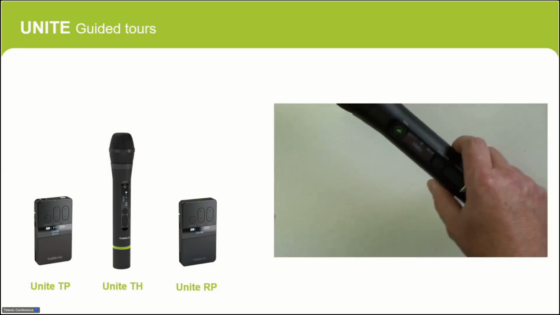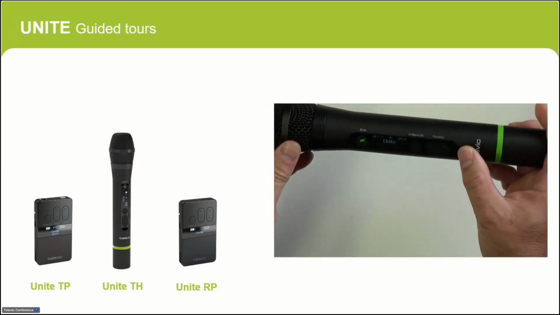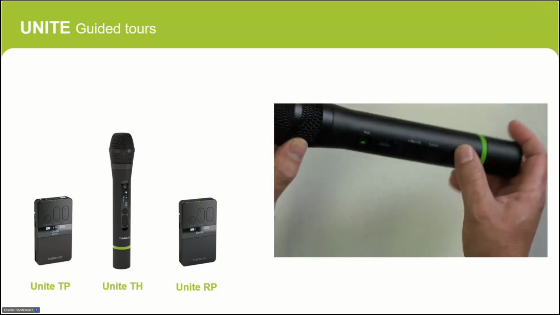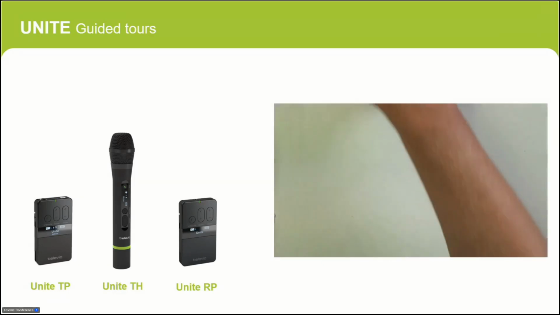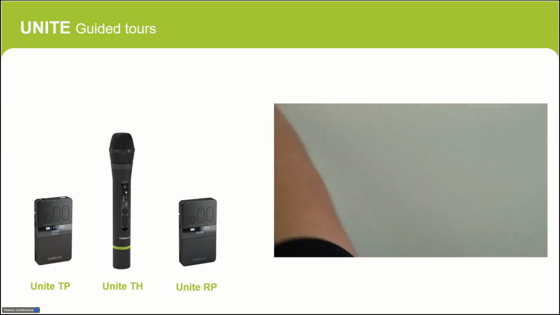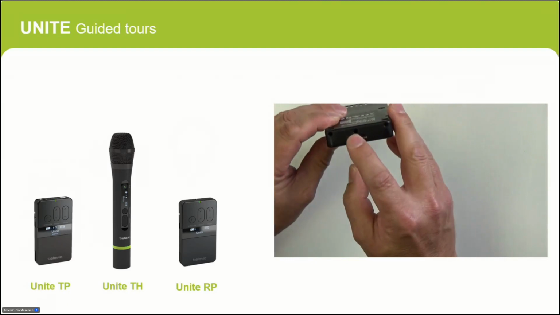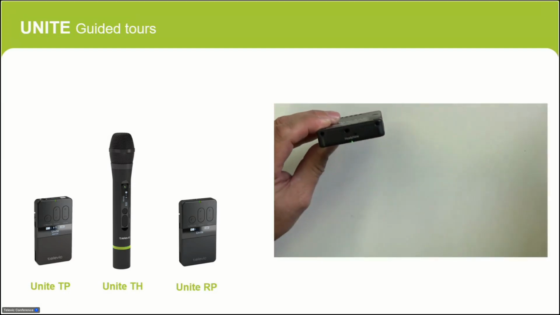The Unite TH is also equipped with a large screen and function buttons. You can use it directly without other accessories. On the RP, the receiver, you use a 3-pin standard mini jack to connect headphones.